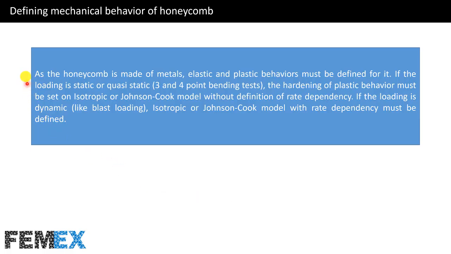I want to talk about defining mechanical behavior of honeycomb. As the honeycomb is made of metals, elastic and plastic behaviors must be defined for it. If the loading is static or quasi-static, for example in 3 and 4 point bending tests, the hardening of plastic behavior must be set on isotropic or Johnson-Cook model without definition of rate dependency. If the loading is dynamic, like blast loading, isotropic or Johnson-Cook model with rate dependency must be defined.